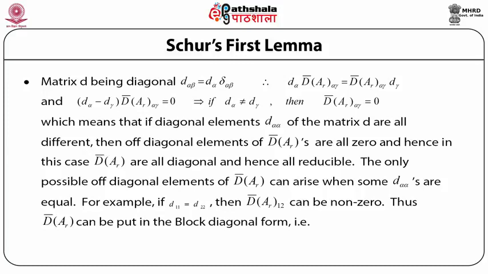The only possible off-diagonal elements of the matrix D bar can arise when some diagonal elements D alpha alpha are equal. For example, if D11 is equal to D22, then D bar of AR 1, 2, that is the first row, second column element of the matrix D bar AR, can be non-zero. Thus, D bar AR can be put in the diagonal form.